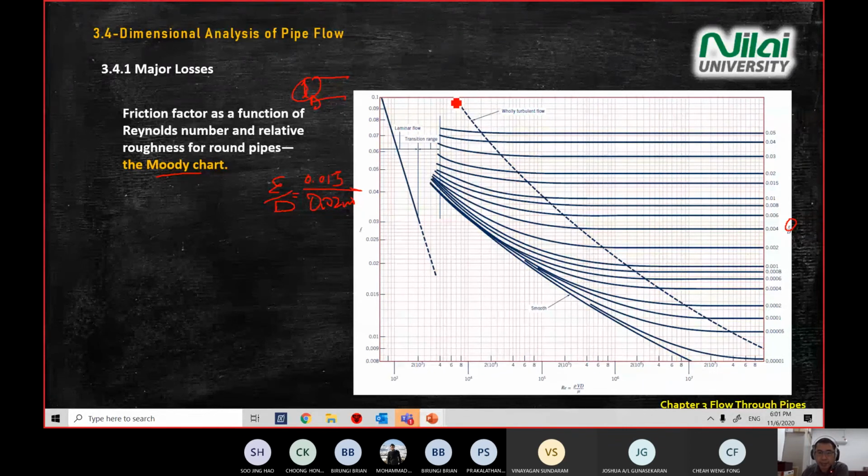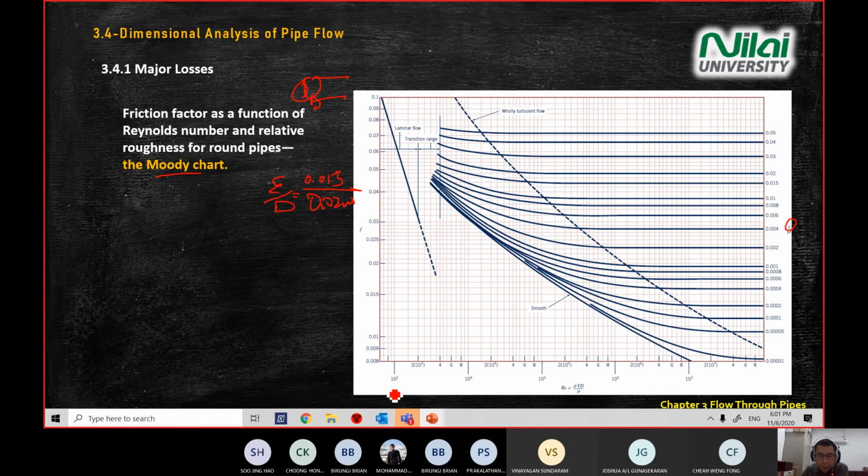And then you see this dashed line. Whatever value is above this line will have turbulent flow, wholly turbulent flow. And then there's a smooth line here. Smooth means when you have glass, then you use this line. You follow this line.